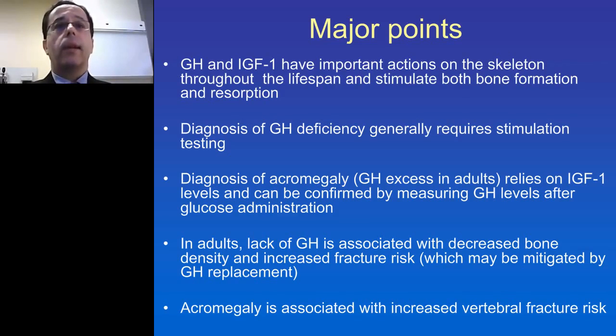In adults, lack of growth hormone is associated with decreased bone mineral density and increased fracture risk, which may be mitigated by growth hormone replacement. Acromegaly is associated with increased vertebral fracture risk. We still have work to do.